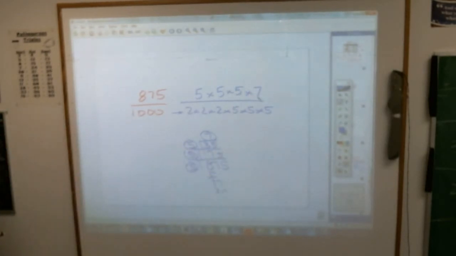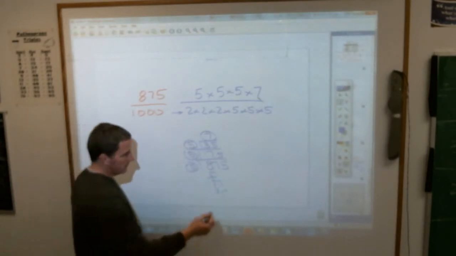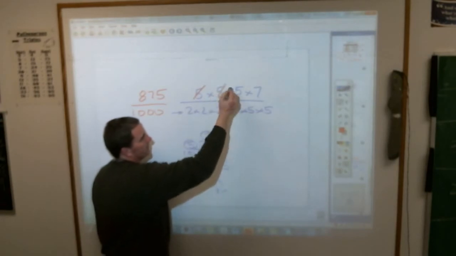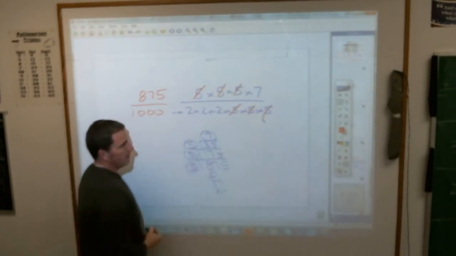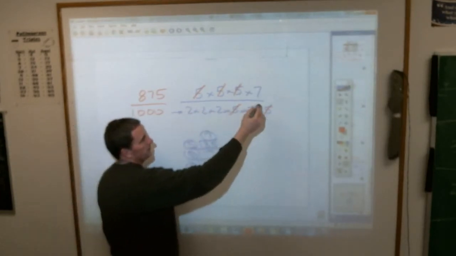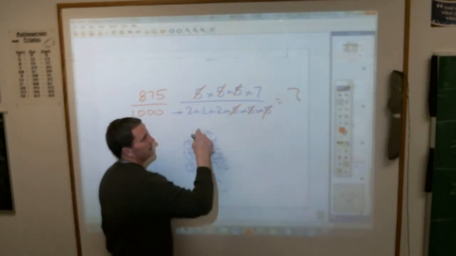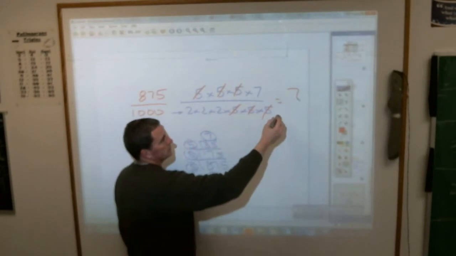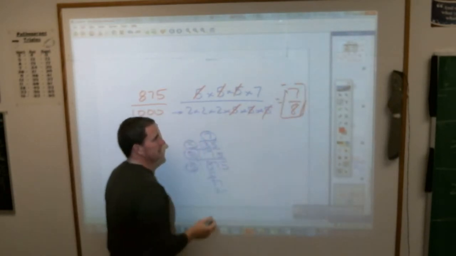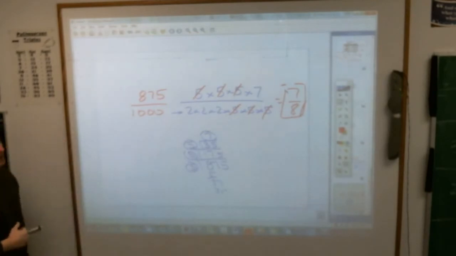What's going to cross off there? Keith? All the 5s. Yeah. 3 5s on top will cross off with 3 5s on bottom. When you remultiply it, you'll end up with a 7 on top. 2 times 2 is 4 times 2 is 8 on the bottom. 7 eighths is the reduced fraction for that.